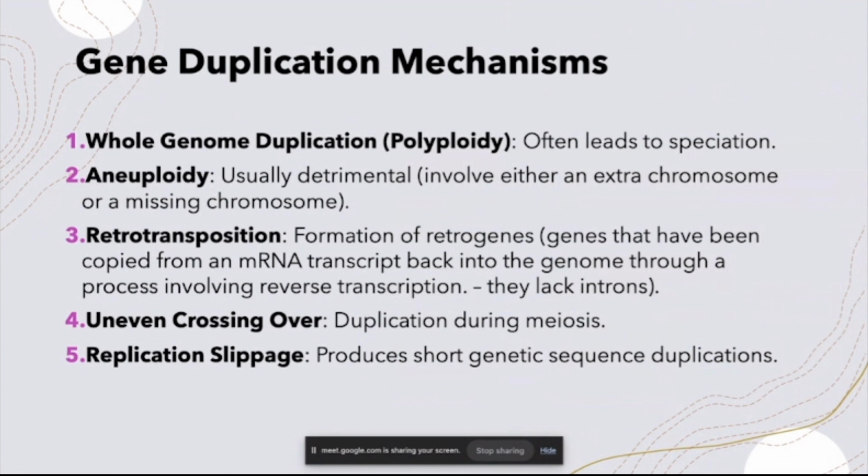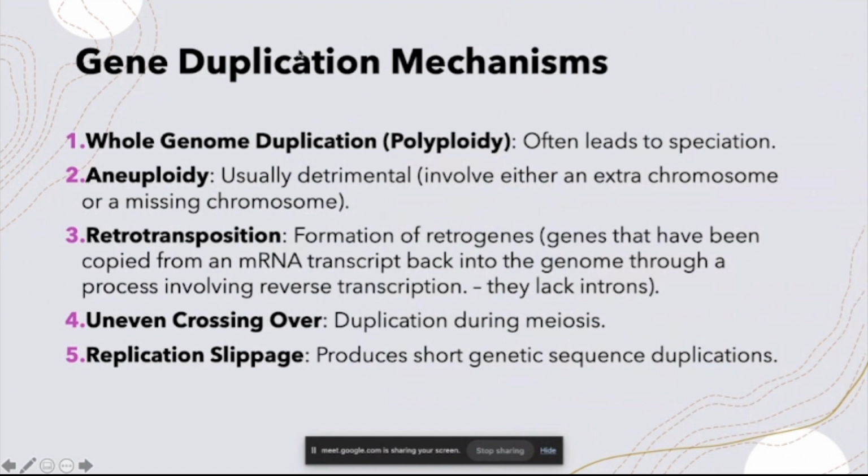Then there is retrotransposition. This is forming retrogenes. These are genes that have been copied from an mRNA transcript and then sent back into the genome through reverse transcription. Basically, what it means is that these are genes that don't have introns. That's all that it is to it.